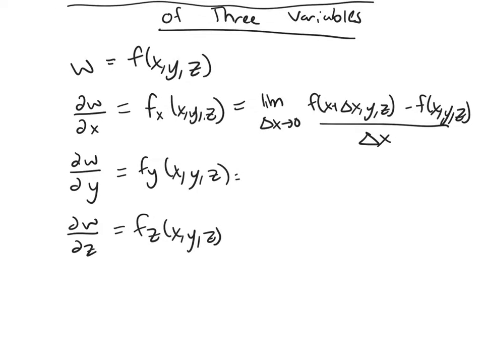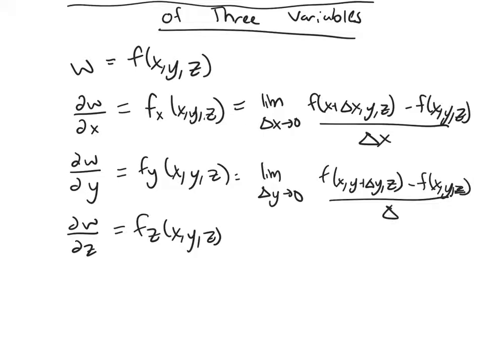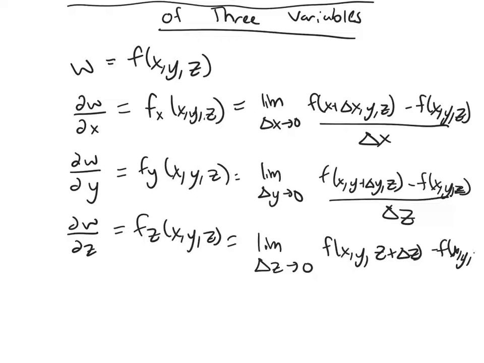So there's the one for x. The limit as delta y goes to 0 of f of x, y plus delta y, z over delta z. But they really work the same way. You just have an extra variable. f of x, y, z over, this should have been delta z, and that one should have been delta y.